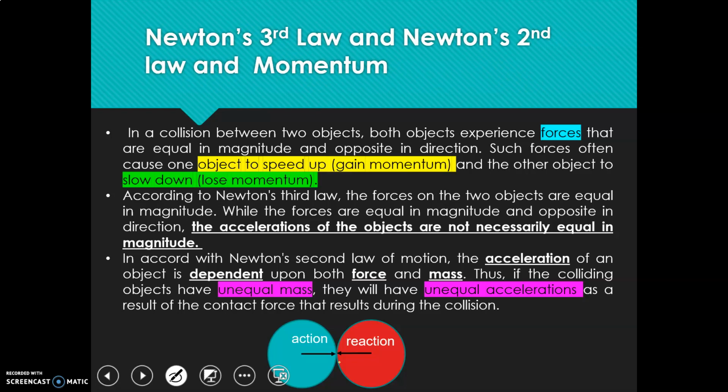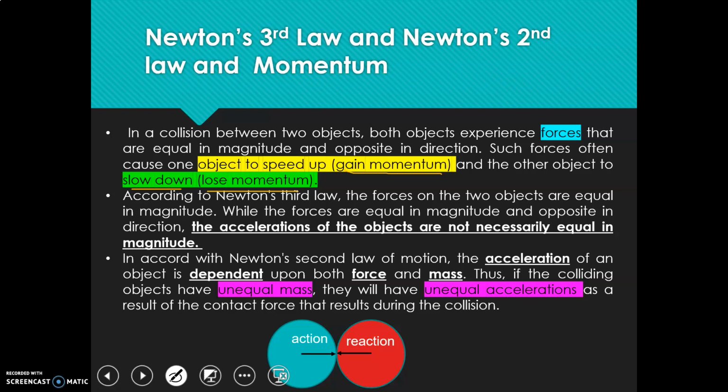All right, so we've been talking about collisions, and we're going to talk more about collisions between two objects. In a collision, both objects experience forces that are equal in magnitude and opposite in direction. These forces can cause an object to speed up, so that's gaining momentum, or cause it to slow down, or lose momentum. But according to Newton's third law, the forces on the two objects are equal in magnitude. So wouldn't they just cancel each other out? But no, that's not the case.